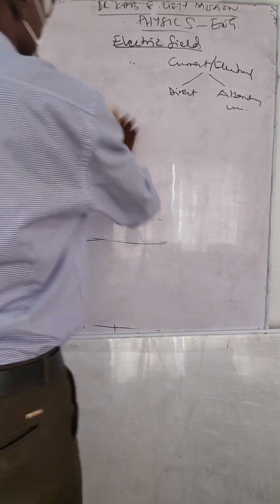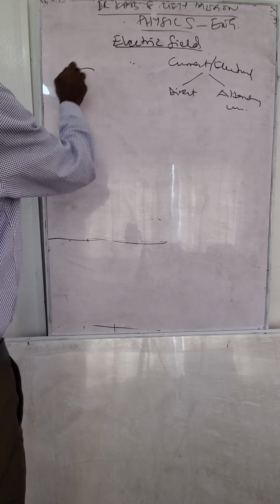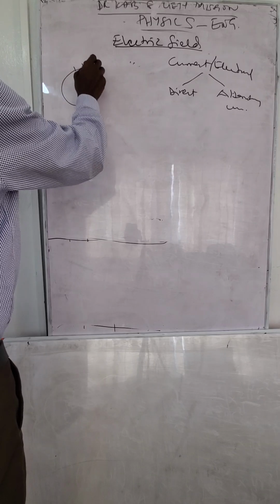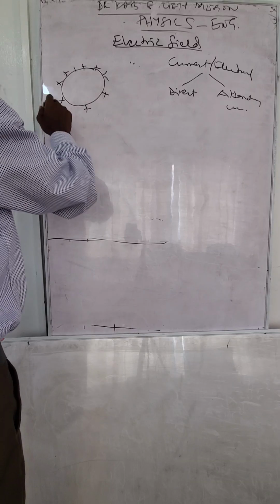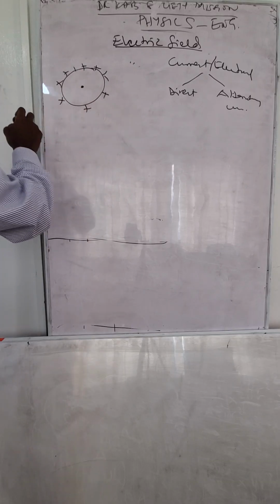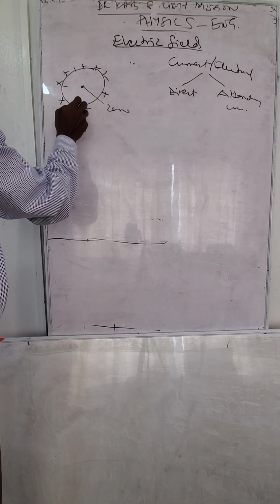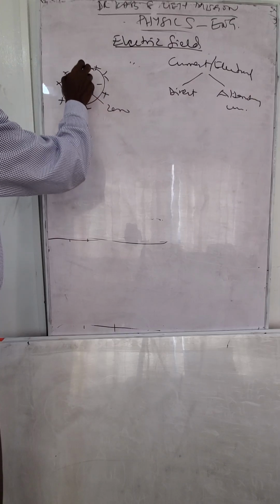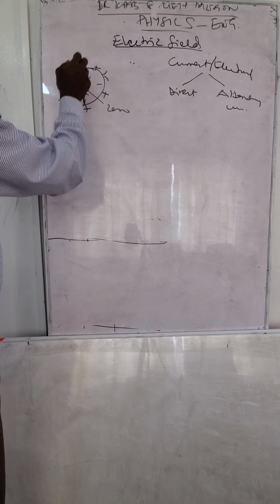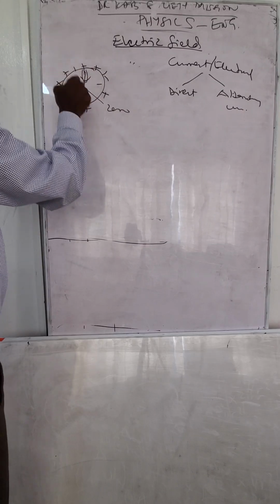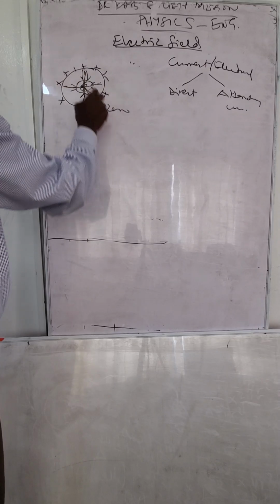Another example of electrostatic force: if you have a sphere and the surface is positive, the inner part will be zero. Why? If this side is negative, this is negative, this is negative, this force is this way. This one is also coming that way, so they will cancel out. These are opposite forces. They are equal, so they cancel out. So the net inside here is zero.